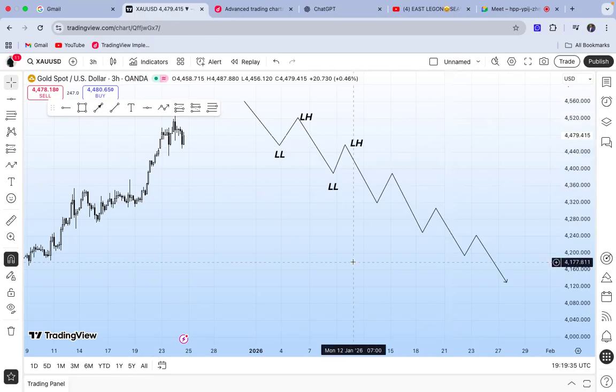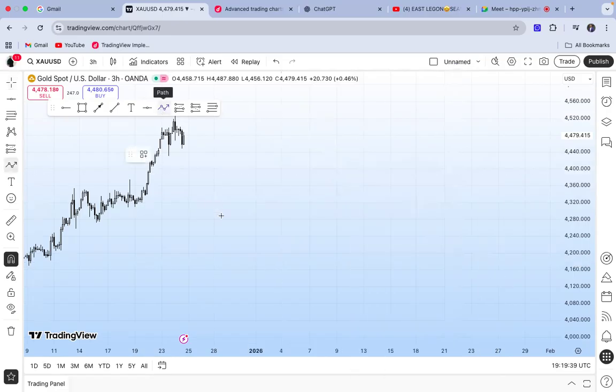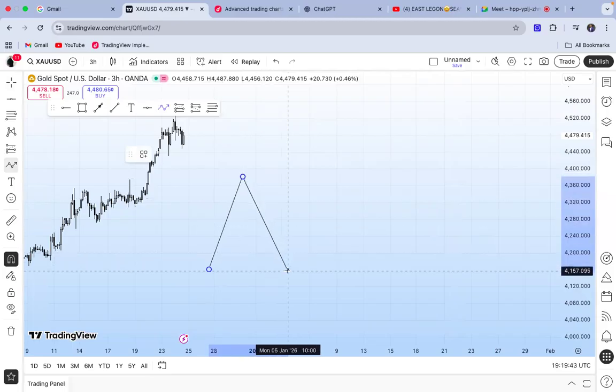Okay. All right, so let me take this down and then we look at the ranging market. So yesterday I mentioned something about the ranging market.